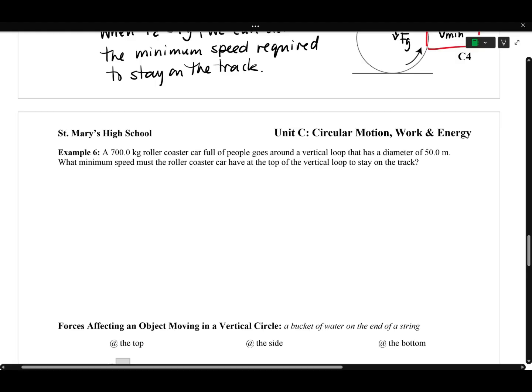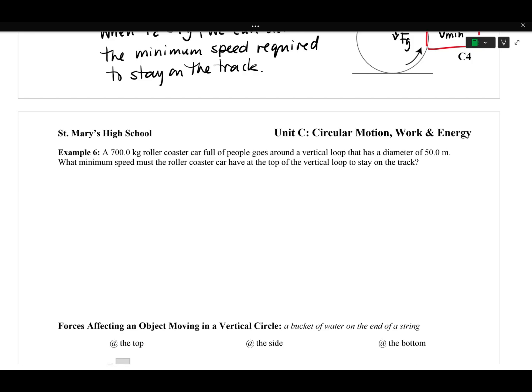Okay, let's do an example, and then I can give you some practice problems, and then we'll come back and talk about different scenarios when we look at those buckets or rolling around on a string. Example 6. A 700 kilogram roller coaster car full of people goes around a vertical loop that has a diameter of 50 meters. What minimum speed must the roller coaster have at the top of the vertical loop to stay on track? So we should be paying attention to this minimum speed, and we're in a vertical loop.